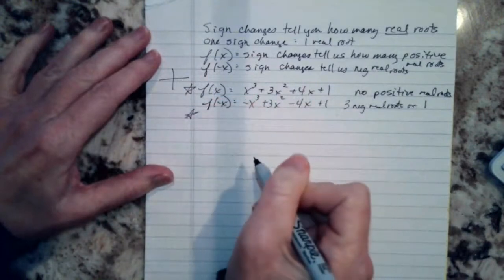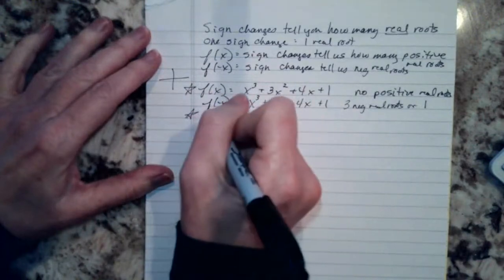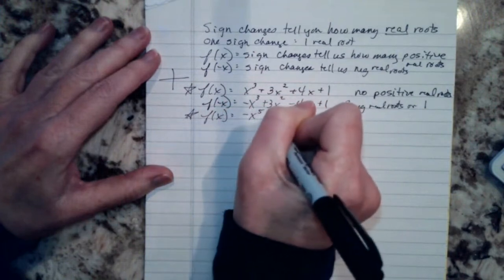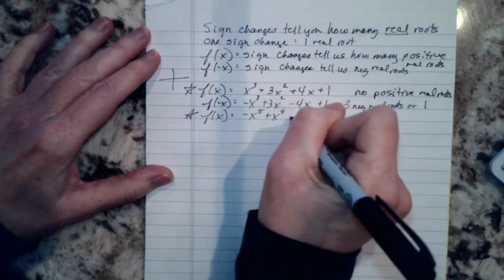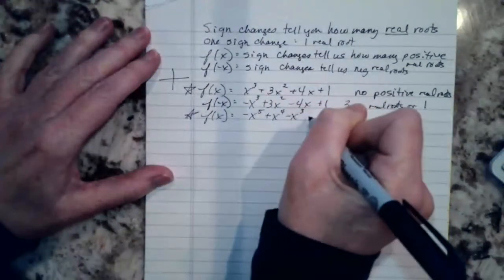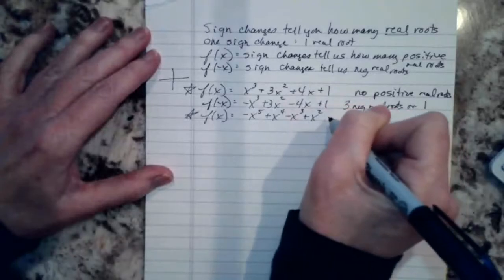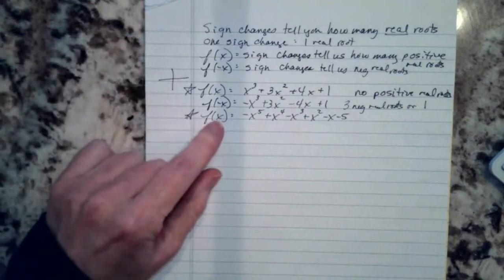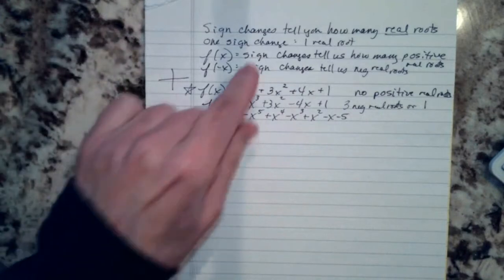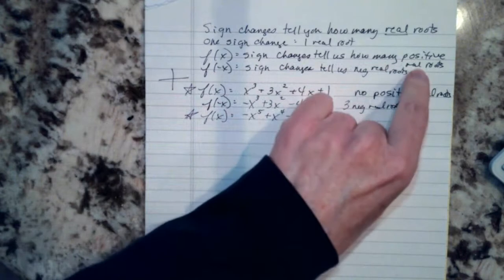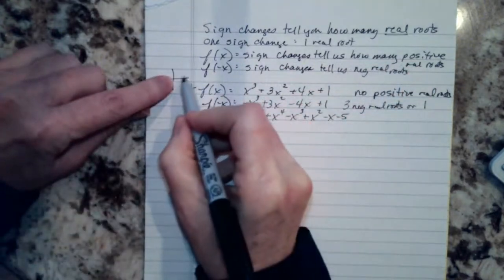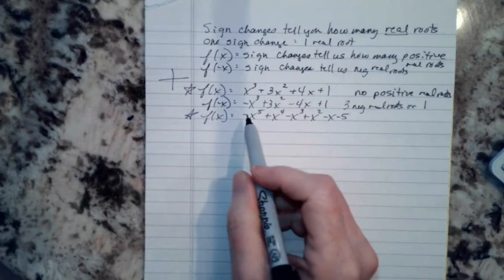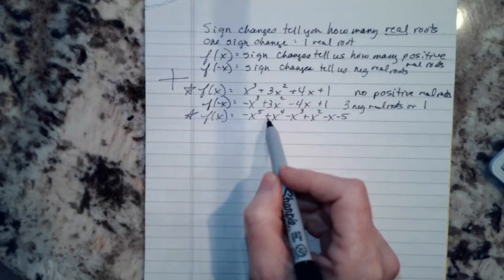Let's do the same game for another one. Let's look at f of x equals negative x to the 5th plus x to the 4th minus x to the 3rd plus x squared minus x minus 5. Okay, because we're looking at positive x, sign changes will tell us how many positive real roots, how many times over here our function will cross the x-axis. So let's look at sign changes.